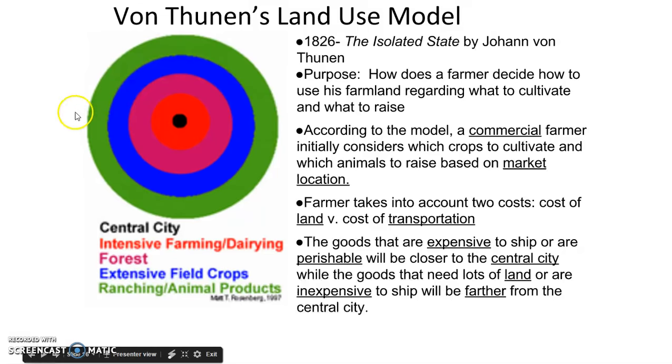And then all the way out here in the outer ring, this is our ranching, our animal products. So this is our animal grazing, our ranching, out here on the furthest ring. This is because this is the cheapest to transport, because they could literally walk them into the market, drive them into the market like on a cattle drive. And also because it needs the most amount of land, so it needs to be out here where it is the cheapest.